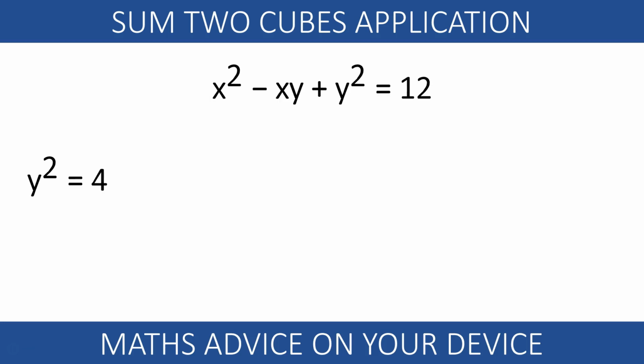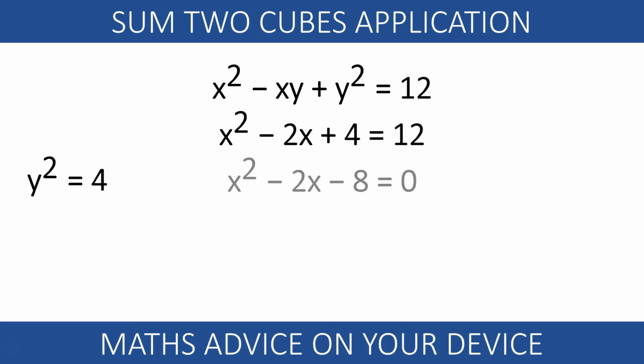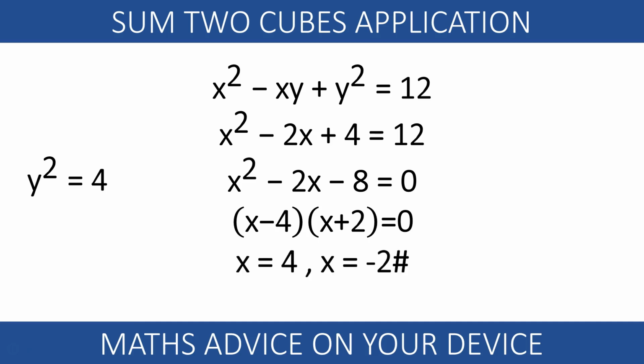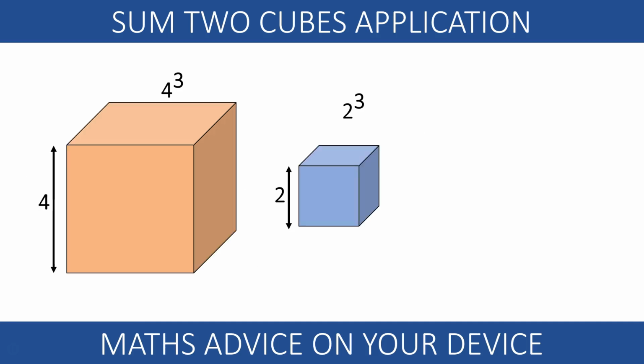The only valid solution is y squared equals 4. When replacing y with 2 and y squared with 4, we end up with x squared minus 2x minus 8 equals 0. The only valid solution is x equals 4, since we are talking about lengths. Our solution is x equals 4 and y equals 2.